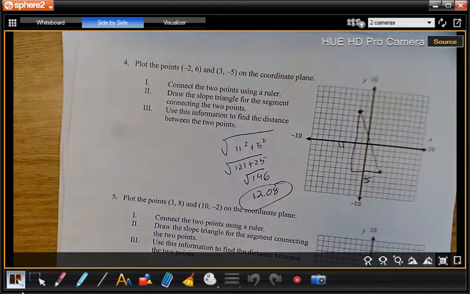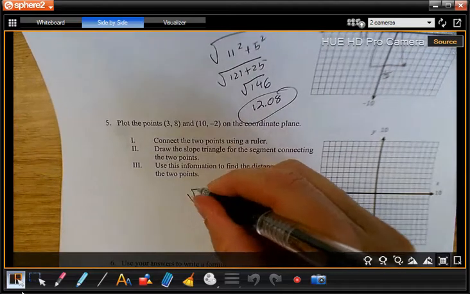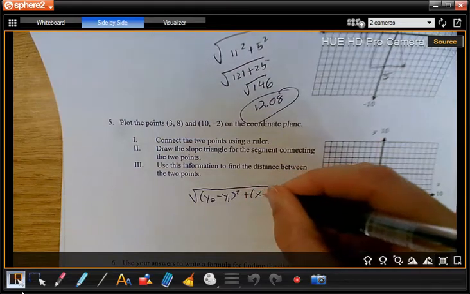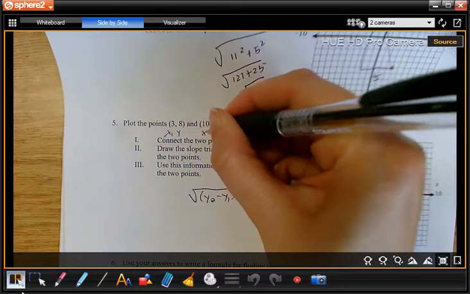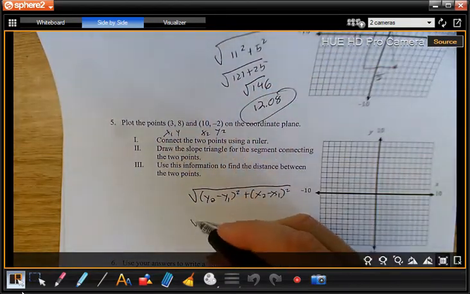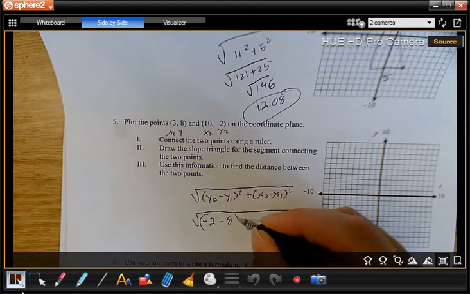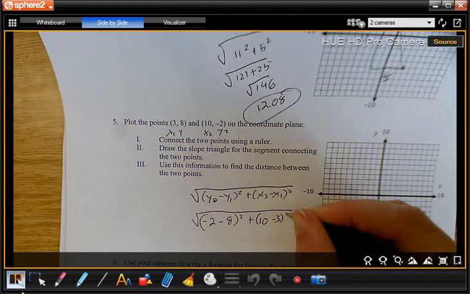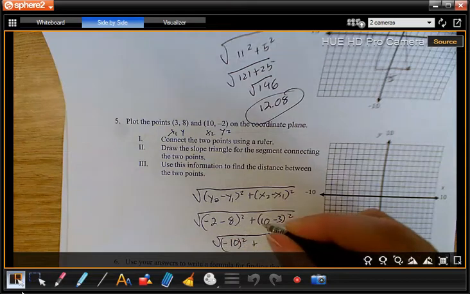Okay. All right, let's do one where we're just going to use the formula. Again, that formula is the square root of y2 minus y1 squared plus x2 minus x1 squared. So this is x1, y1, x2, y2. And so I'm going to go -2 minus 8 squared plus 10 minus 3 squared. -2 minus 8 is -10, -10 squared. 10 minus 3 is 7, so we have 7 squared.